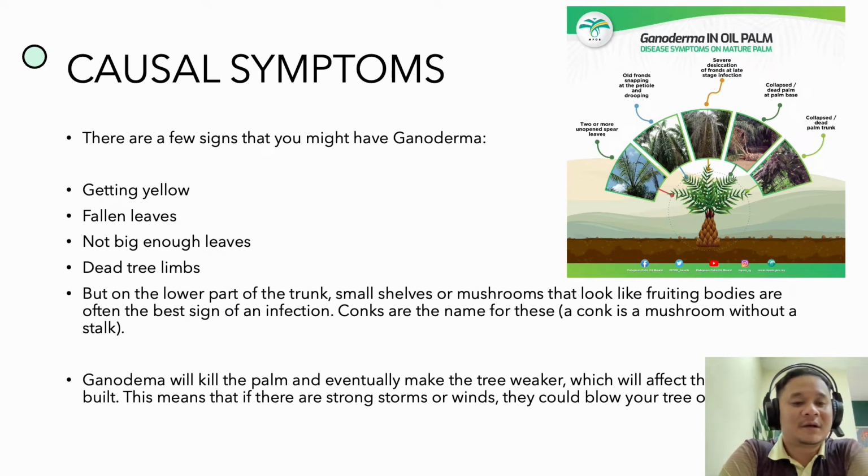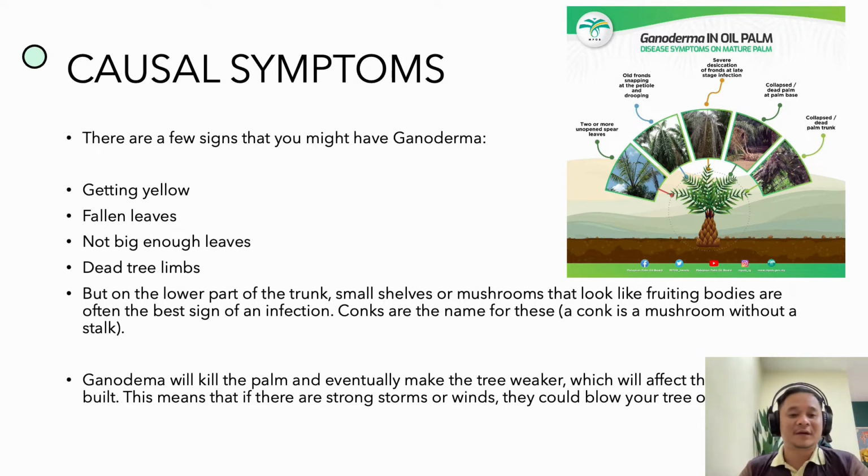Okay, causal symptoms of Ganoderma. There are a few signs that we can look for to tell if oil palm trees might have Ganoderma. First, getting yellow: we can look at the frond and the leaf, and we can see the green color turning into yellow. Second, the fallen leaf.